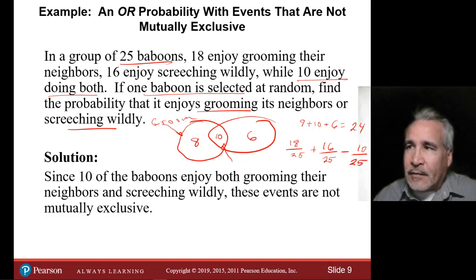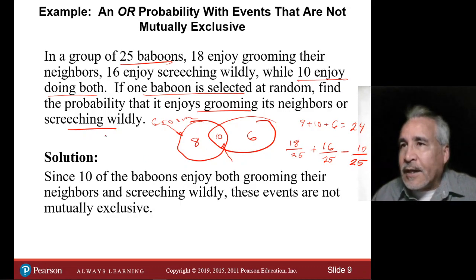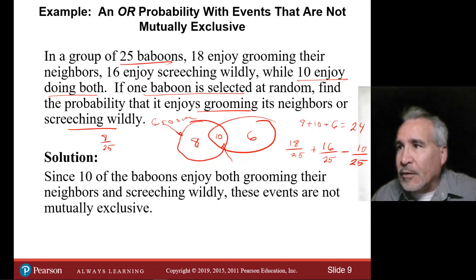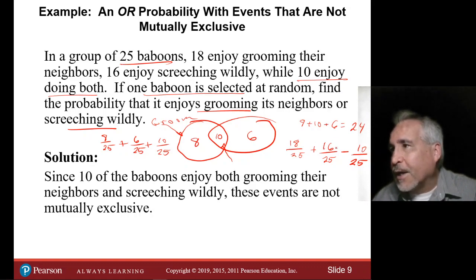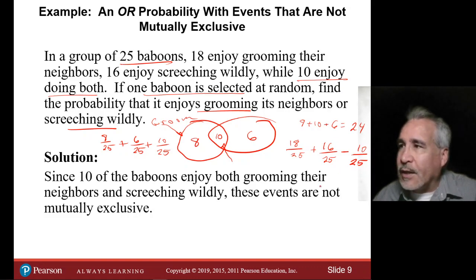Another way to do this, if you can make these tables, and it makes a little more sense to me, is I would have added 8 out of 25 for those who just like grooming. I might have added the 6 out of 25 that only like to scream wildly, and then we could add the 10 separately. Notice we'll get the same value in both places. Here we get 24 out of 25. Here we overcount, we get 34. 34 minus 10 gives us the 24.